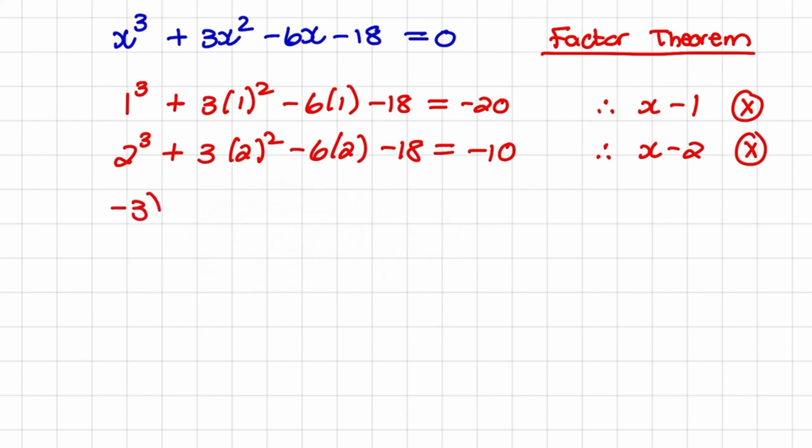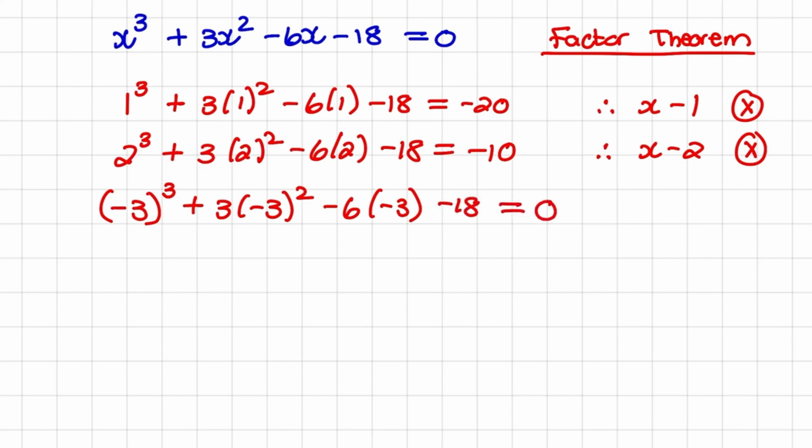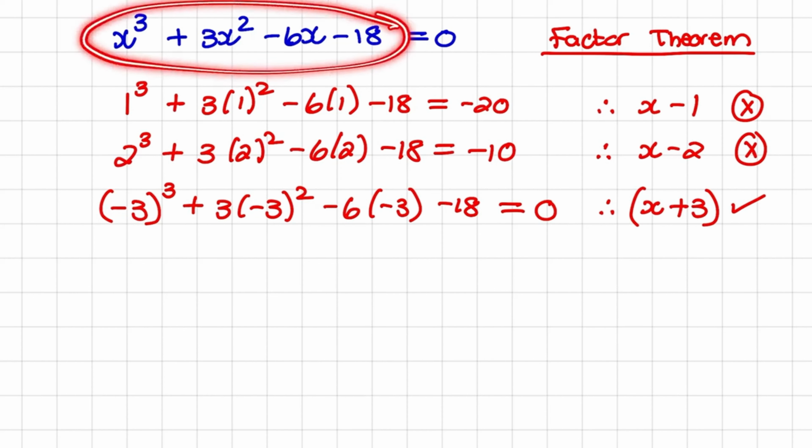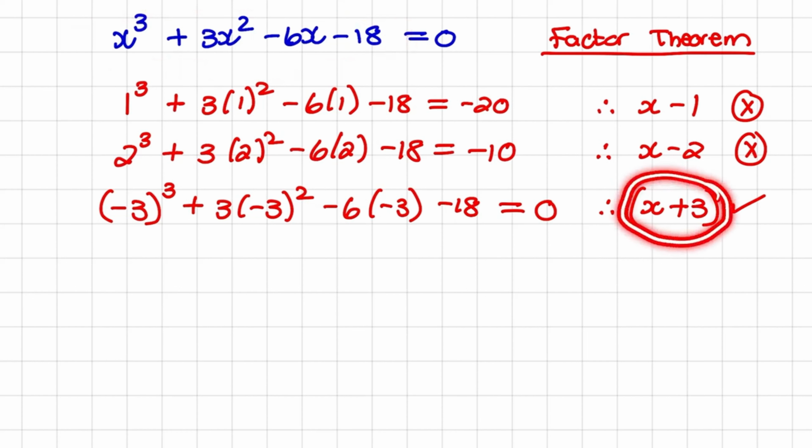I'm going to try negative 3. So it's negative 3 cubed plus 3 times negative 3 squared minus 6 times negative 3 minus 18. And that is equal to 0. So therefore, x plus 3 is a factor for this expression. So that will be one of my brackets.